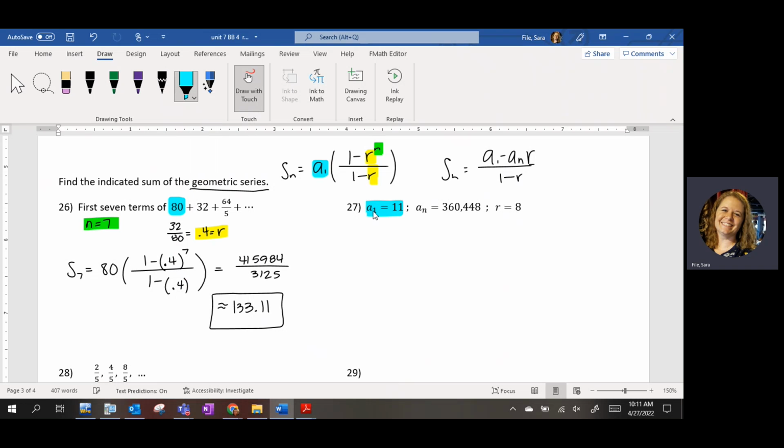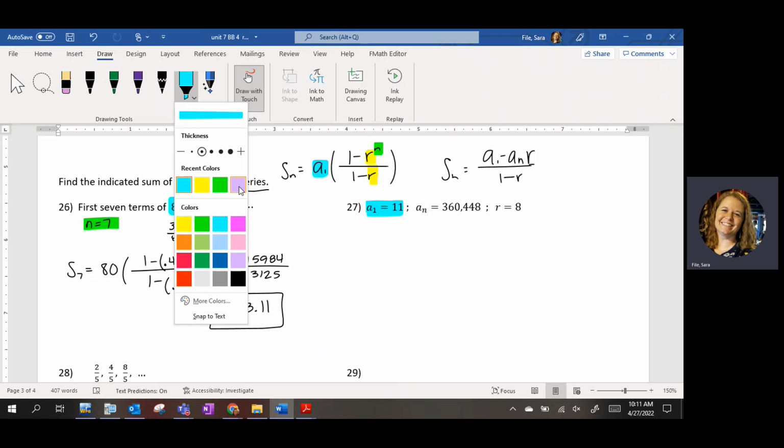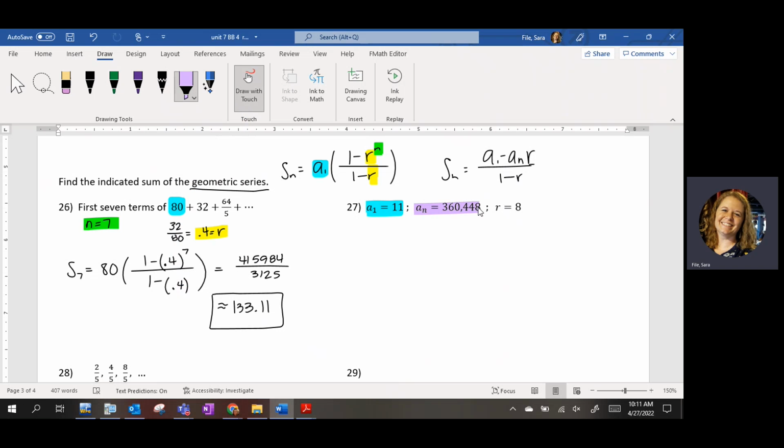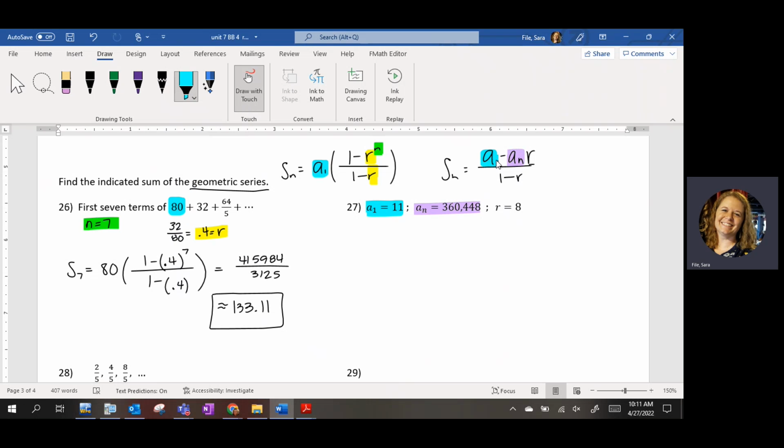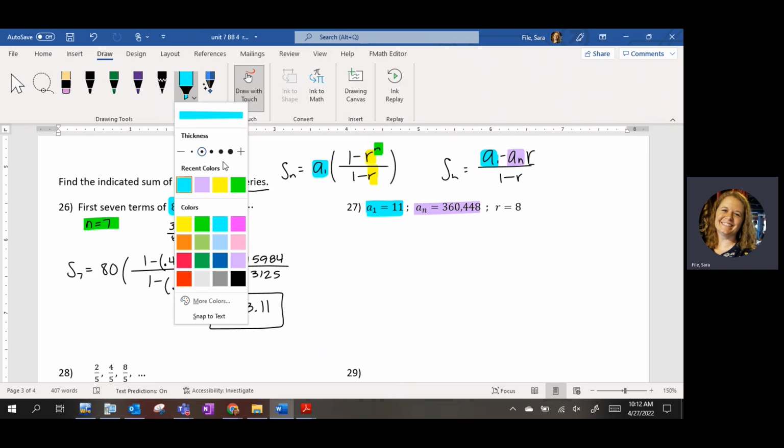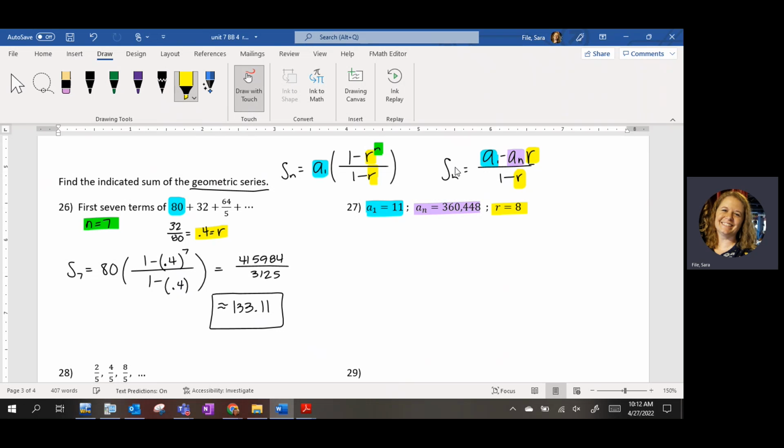All right, so this is the first term. And then we do know the last term in this one. They tell us a sub n. So that's going to go here. So I'm going to be using this formula over here because I don't know the number of terms. I don't know n, and this one uses a sub n instead of n. And they tell us r. I don't have to find r. It's given. So that's going to get plugged in 2 places there in that formula.